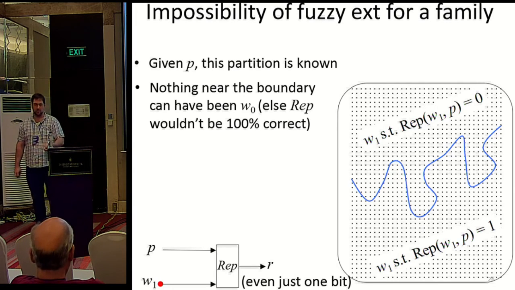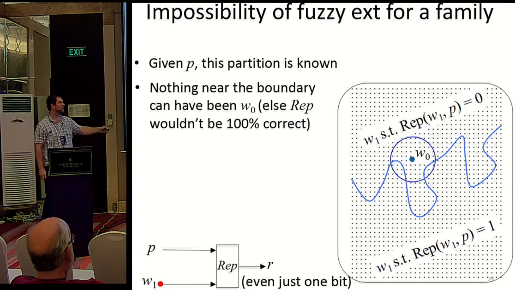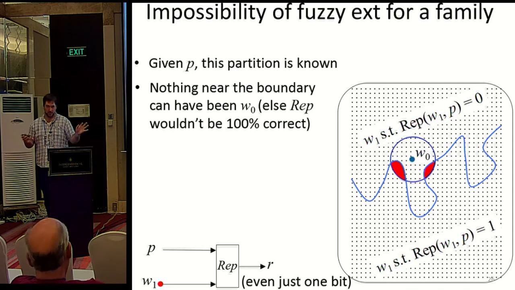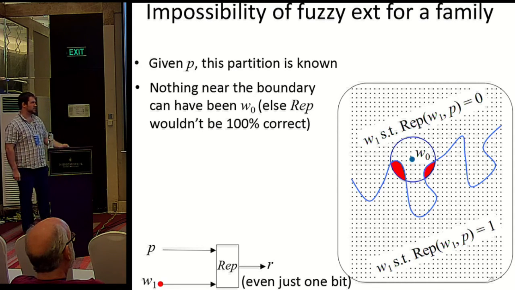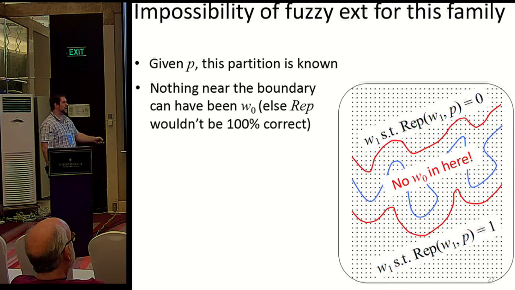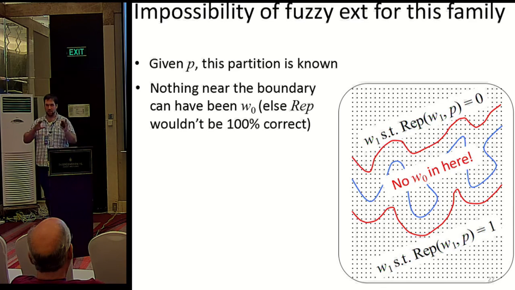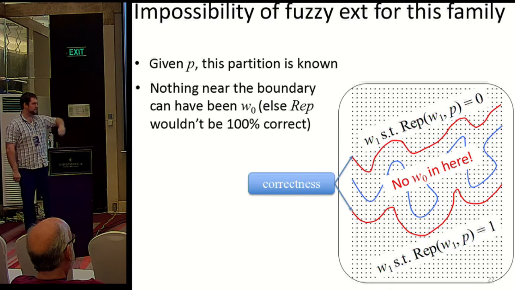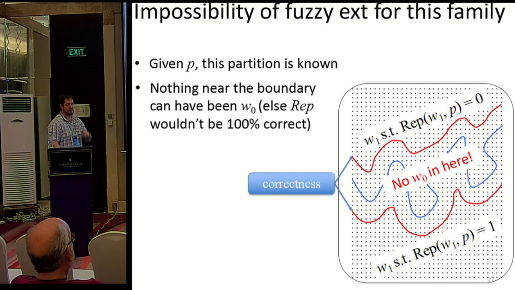If our point W0 lived near the boundary, what we would have is a circle that lives near the boundary, and all these points in red would not give us the correct key anymore. Okay? So what this allows us to do is to say that we can actually rule out everything close to the boundary as a possible input W0. And for this metric space that I've drawn, and this is just because of correctness, this doesn't look too bad.